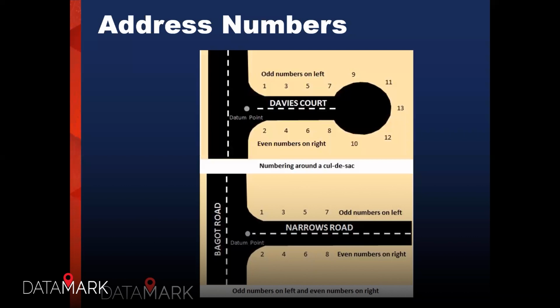And then for a through road, it's very similar. You just want to start, like from Narrows Road, where it begins off of Baggett Road, at number 1 or 100, however you're doing your addressing, and then just increase down the length of the road with your numbers ascending. That's basically the best practice.